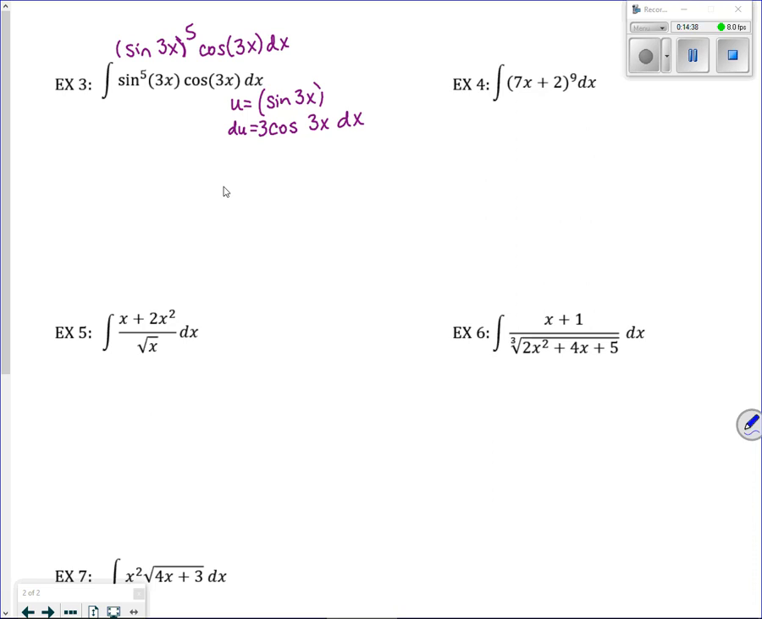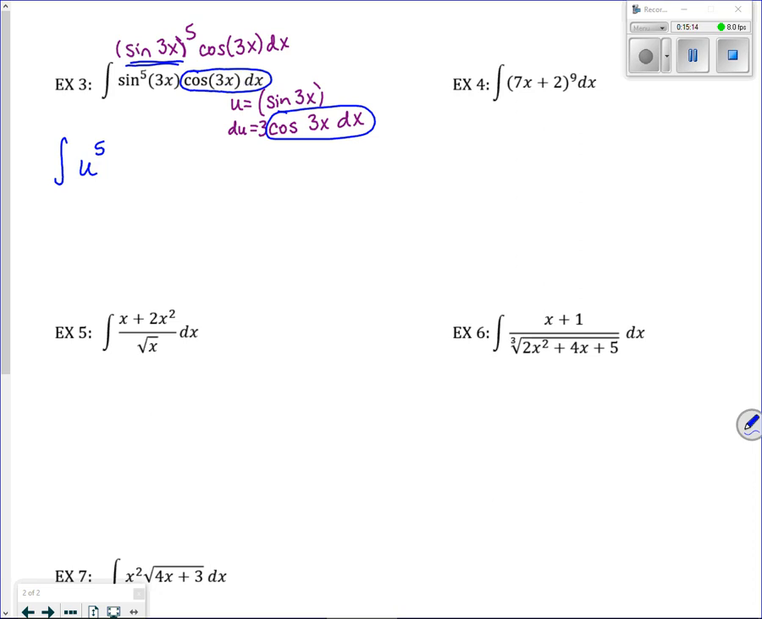Here we go. I have the integral. This is u. I have u to the 5th. Friends, look at all of this. Cosine of 3x dx. Do you see that's what I have right here, cosine of 3x dx. So what can I replace all of that with? Wouldn't all of that be du over 3 if I solved?